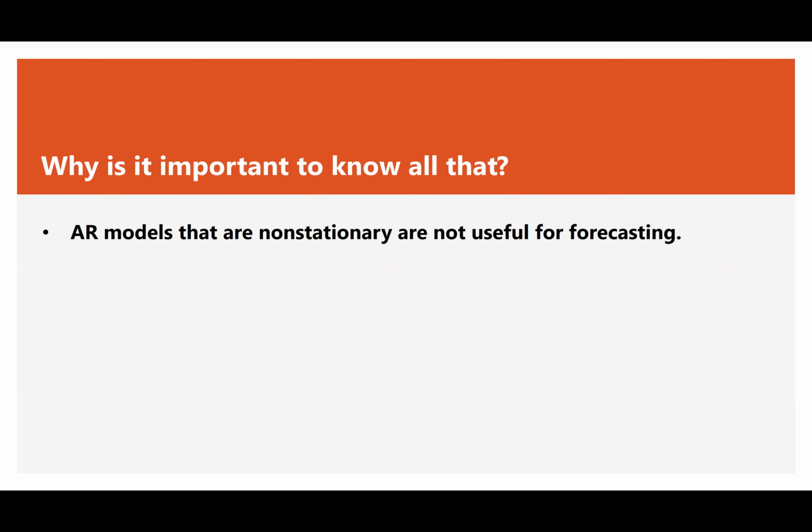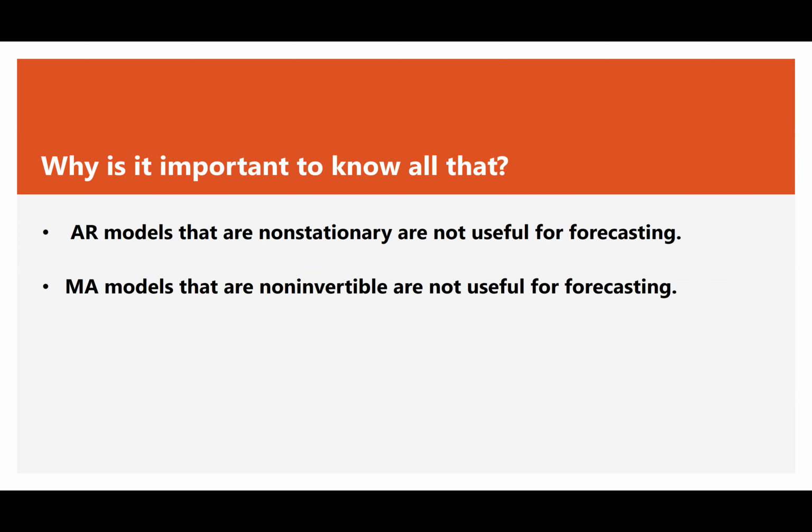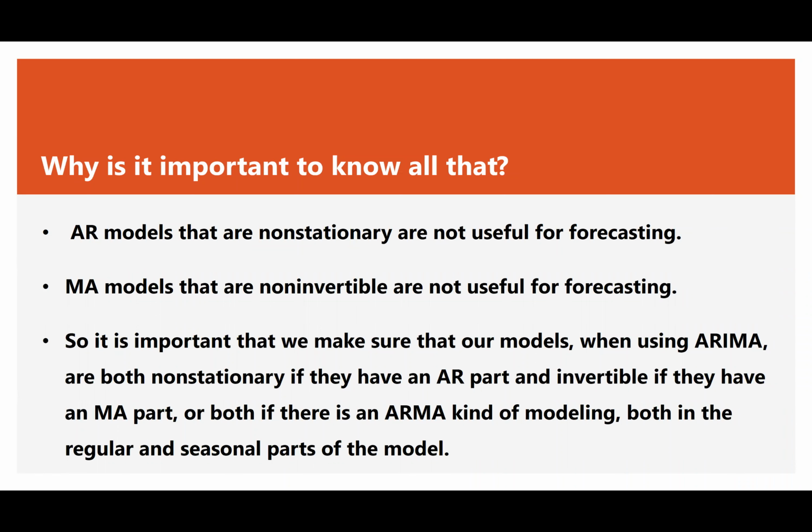All AR models that are non-stationary are not useful for forecasting, and that's why we do that. And MA models that are non-invertible are also not useful for forecasting. That means that they don't satisfy some mathematical conditions that stochastic dynamic models have to satisfy in order to give us finite forecasts instead of infinite values that are unrealistic. So it's important that our models, when using ARIMA, are stationary if they are AR and invertible if they have MA.